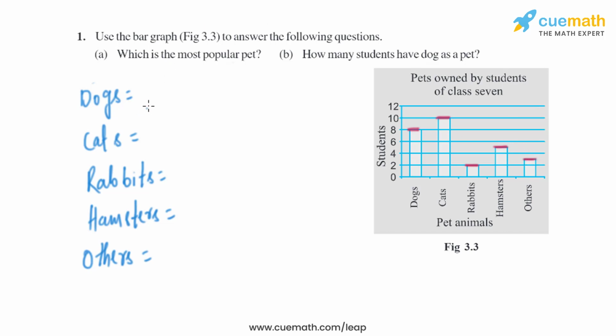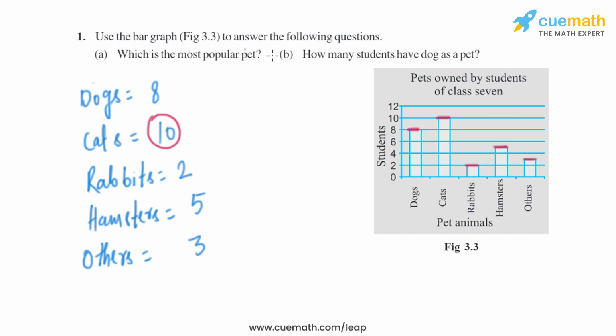So let's write it. As we can see that there are 8 students who have dogs, 10 students who have cats, and for rabbits there are 2 students, for hamster there are 5 students, and for others there are 3 students. So as we can see, which is the most popular pet? Cat is the most popular pet, as 10 students have cat, which is the most.